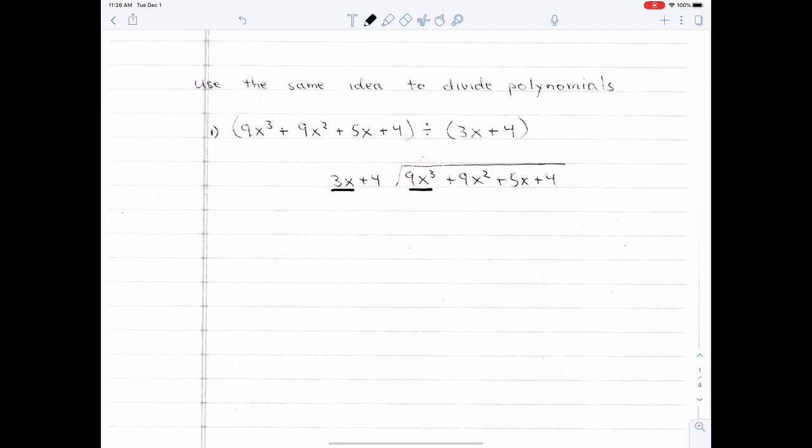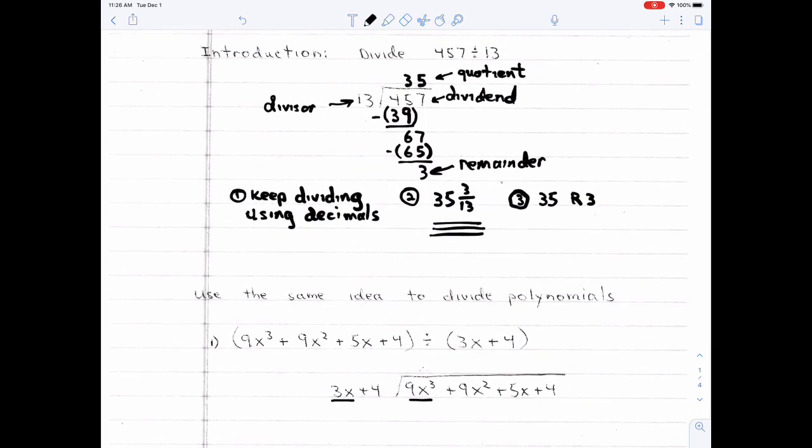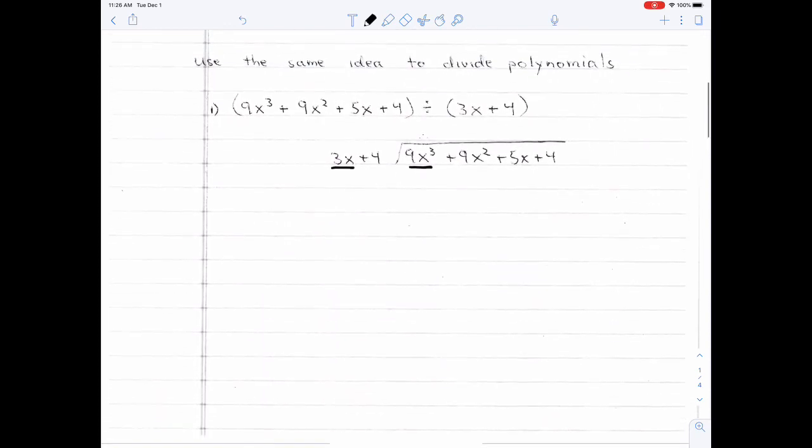dividend. Okay, so what times 3x will give us 9x cubed? It's kind of like up here. I asked, what times 13 will give us 45 or something smaller than 45? Okay, so what times 3x will give us 9x cubed? And what will give us that is 3x squared.